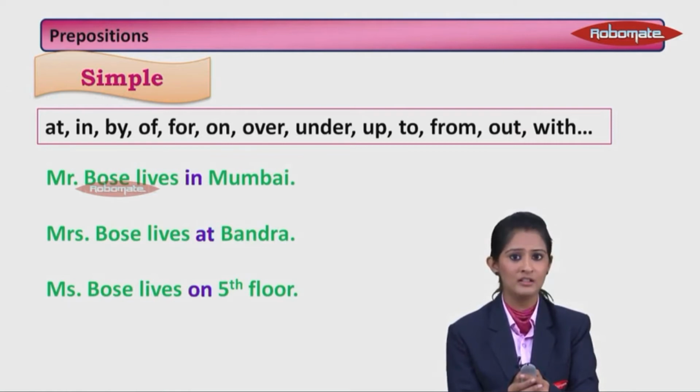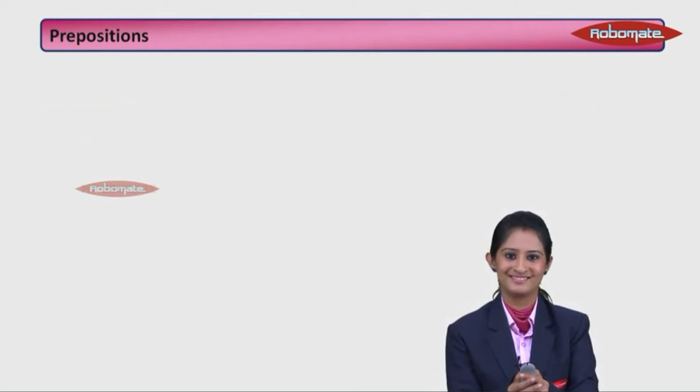The reason being, Mumbai, a city, will take the word in, for example, in Pune, in Delhi, in Aurangabad, etc. The part of the city will take at Bandra, at Andheri, at Thane, so on. The next is 5th floor, which is a floor. On ground floor, on 1st floor, on 5th floor, etc. Whichever floor it takes, it will take the preposition on.